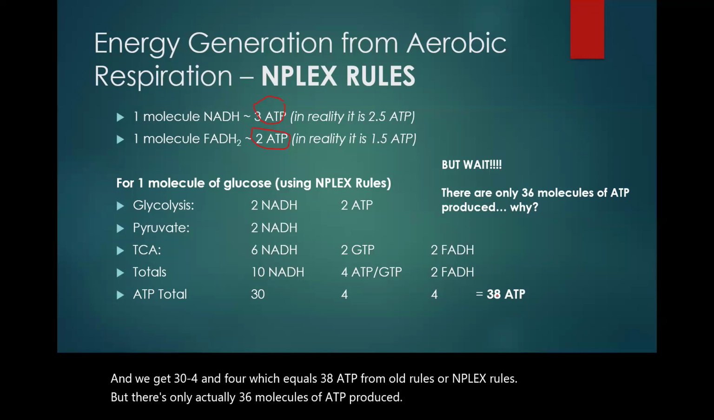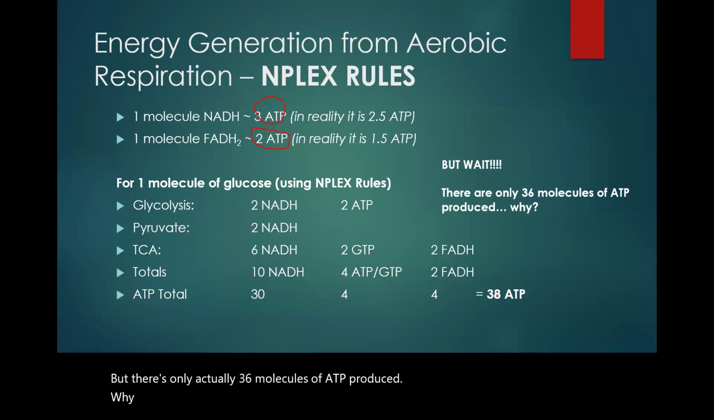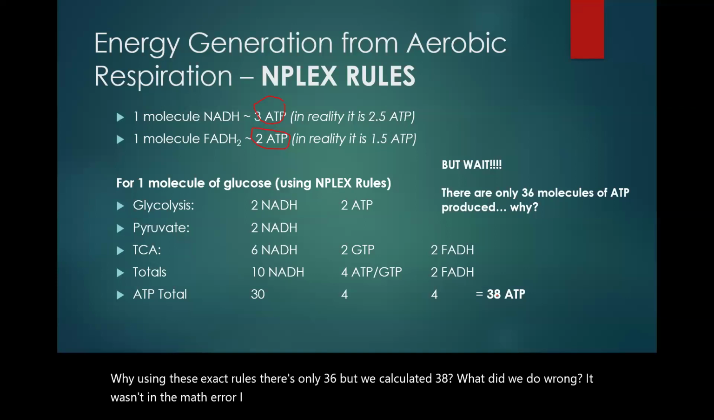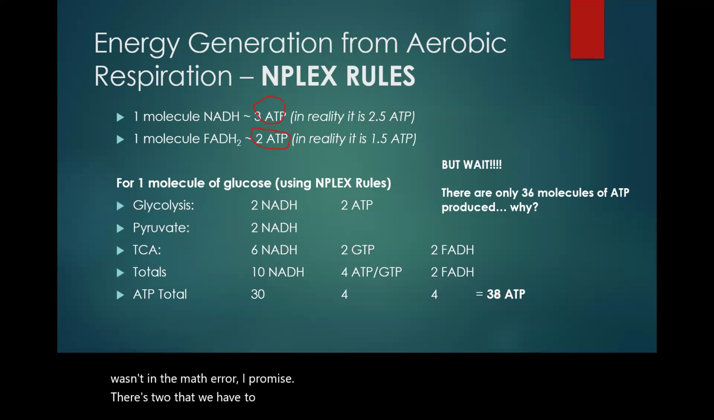Why? Using these exact rules, there's only 36, but we calculated 38. What did we do wrong? It wasn't a math error, I promise. So there's 2 that we have to use that we didn't allocate for somehow.